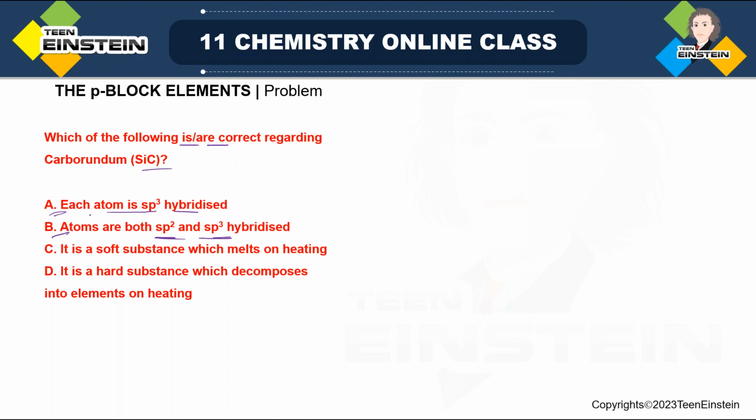Now come to C and D. C is saying that it is a soft substance which melts on heating. But D is saying that it is a hard substance which decomposes into elements. Elements means Si plus carbon.